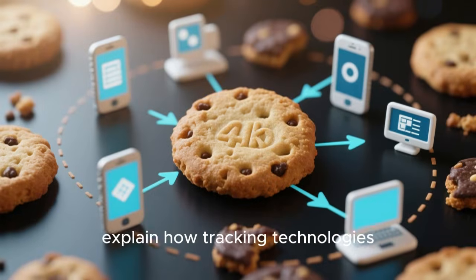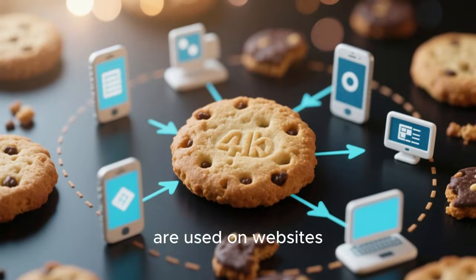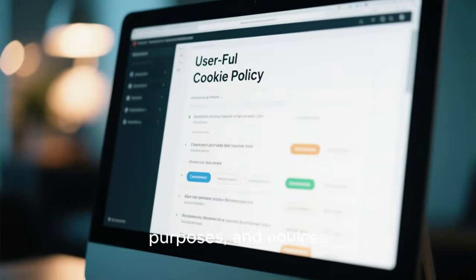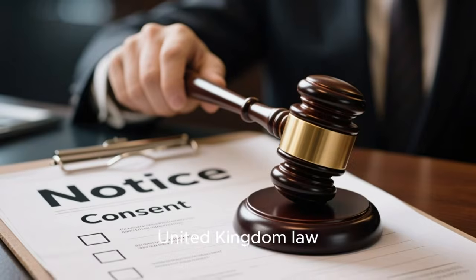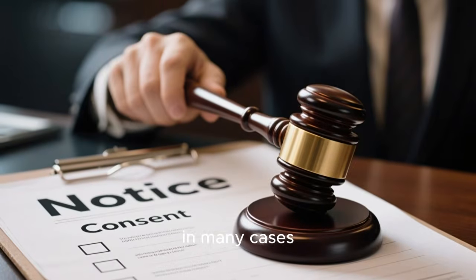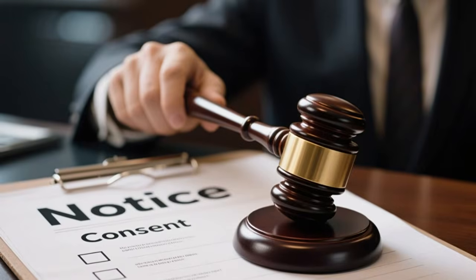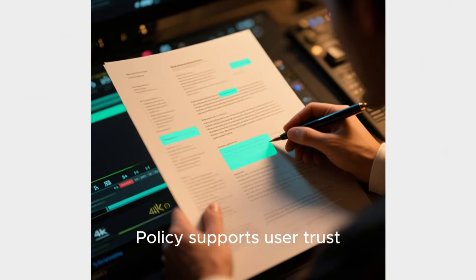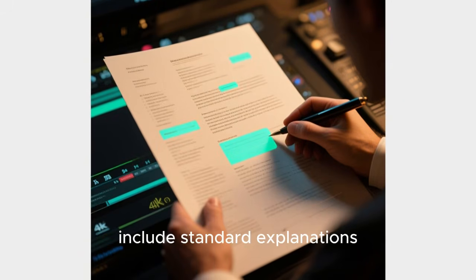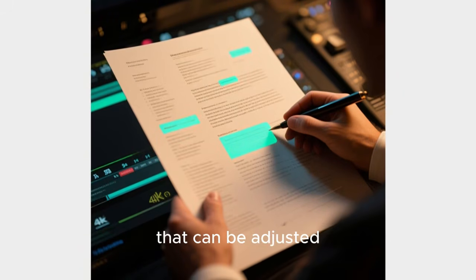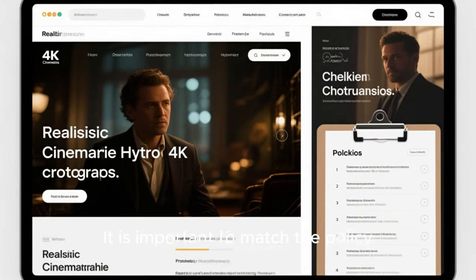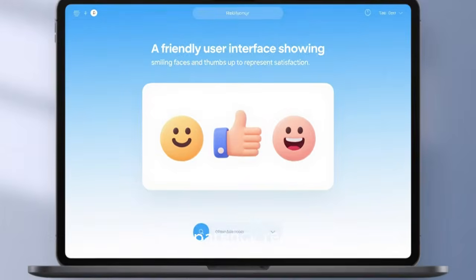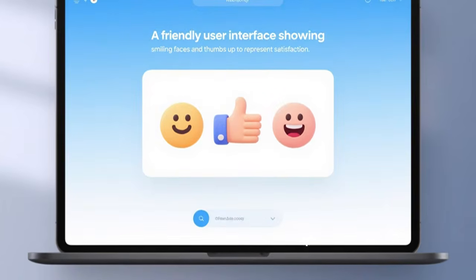Cookie policies explain how tracking technologies are used on websites. They inform users about cookies, purposes, and choices. United Kingdom law requires clear notice and consent in many cases. A well-written cookie policy supports user trust. Templates often include standard explanations that can be adjusted. It is important to match the policy with actual website behavior. Transparency reduces user concerns and complaints.